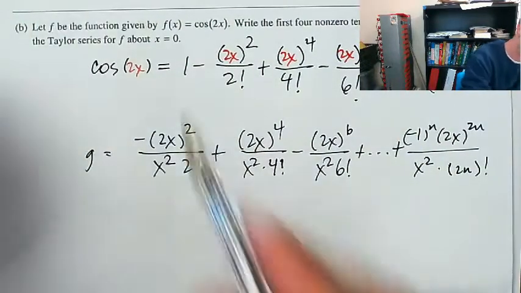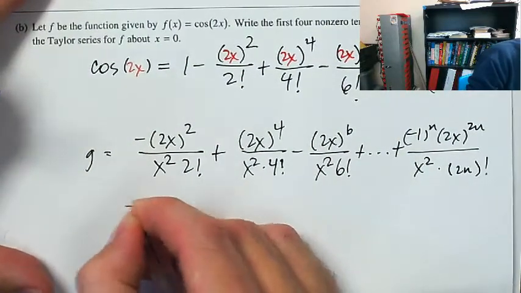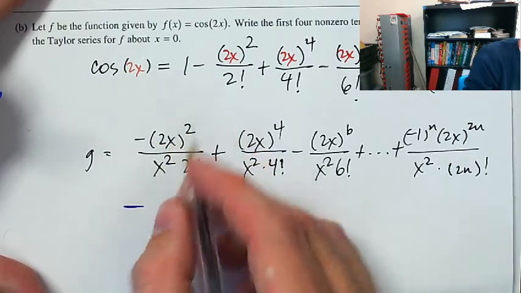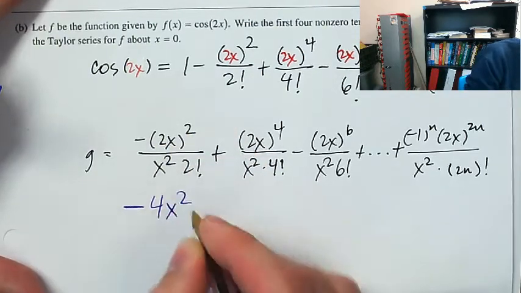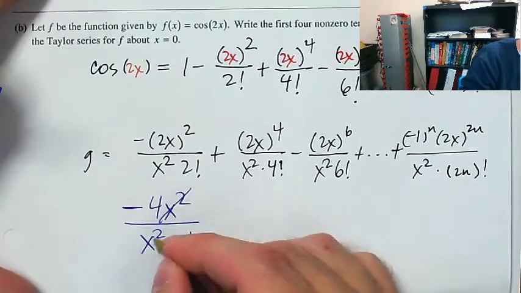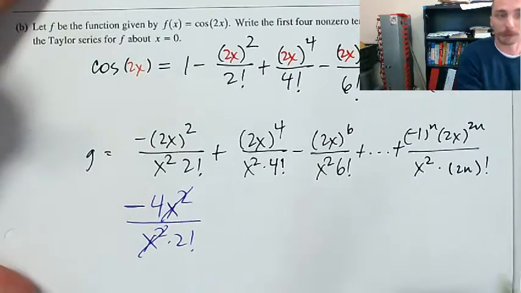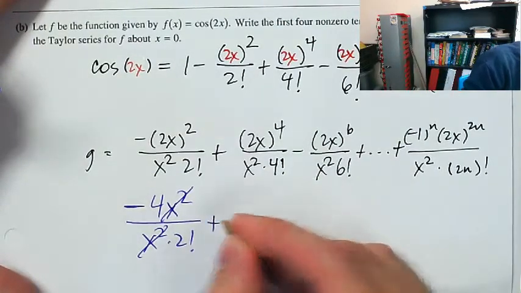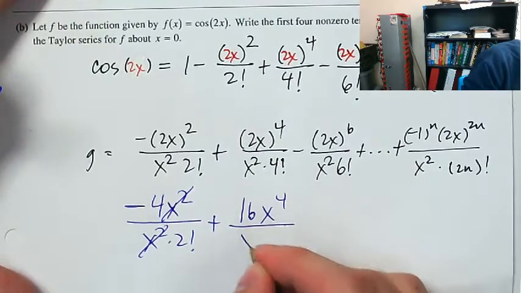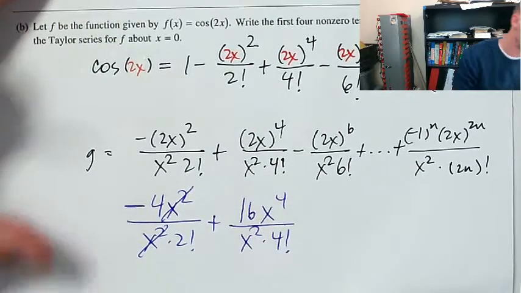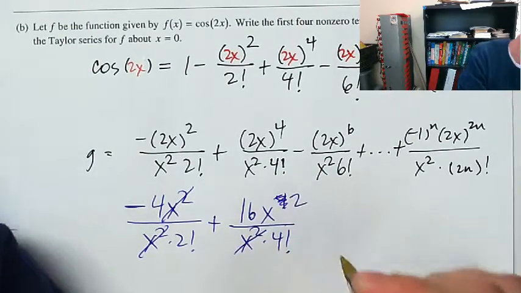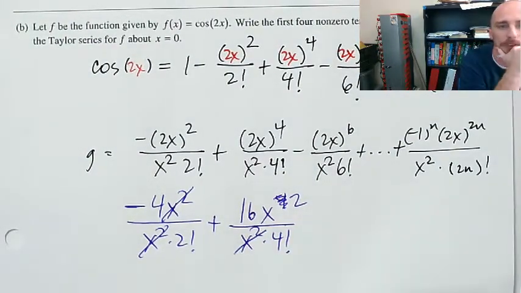I thought it wasn't going to be one, but it is. So when I take the negative of 2 and I square 2x, I'm going to get 4x squared. So, hey, look, I am getting that g of 0 is negative 2 for my first term. Okay, plus 16x to the 4 over x to the 2 times 4 factorial, which is going to be an x to the 2 in the numerator. Okay, so 16 divided by 4 factorial is 16 over 24.